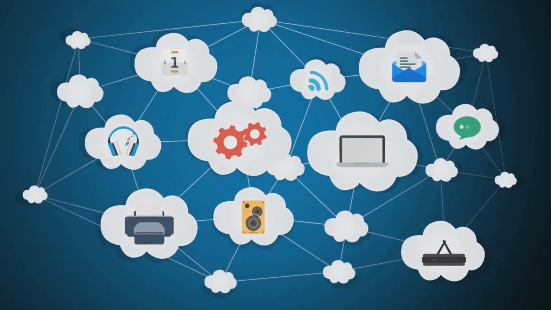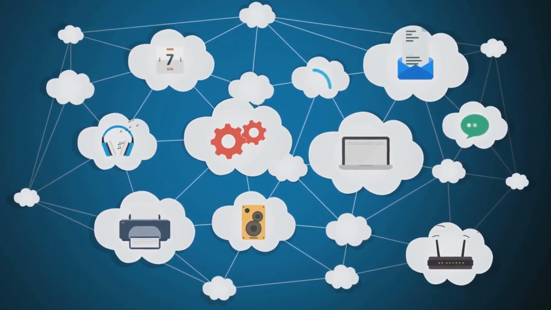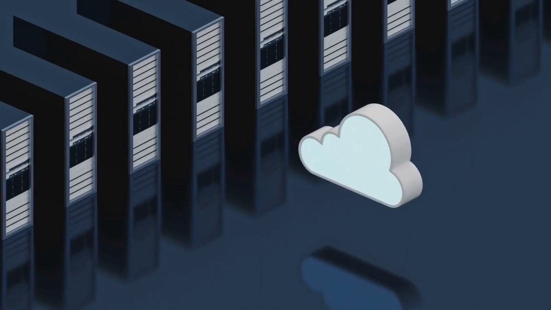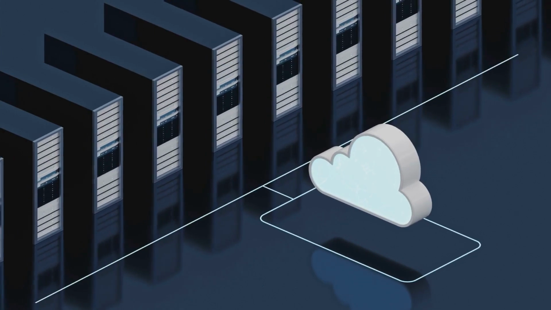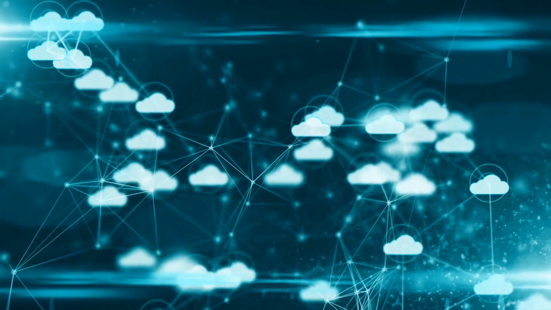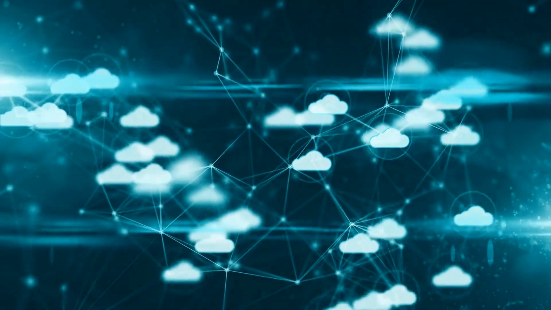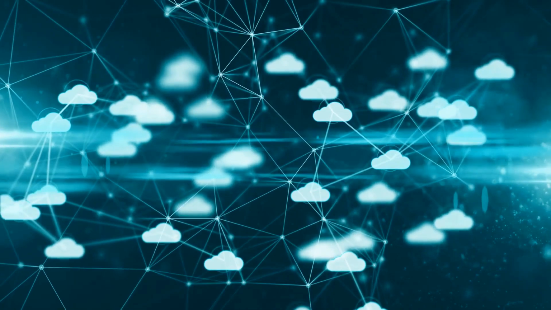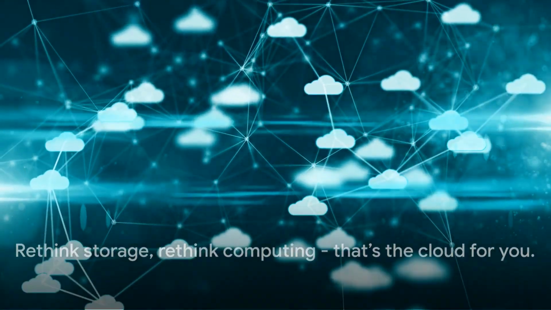To summarize, cloud computing is the delivery of computing services over the internet. It offers flexible resources and economies of scale, allowing you to only pay for what you use. The three main types of cloud computing are IaaS, PaaS, and SaaS, each offering different levels of control, flexibility, and management. Through the power of cloud computing, you can store and access data from anywhere in the world and run applications without the need for physical servers. Rethink storage, rethink computing. That's the cloud for you.